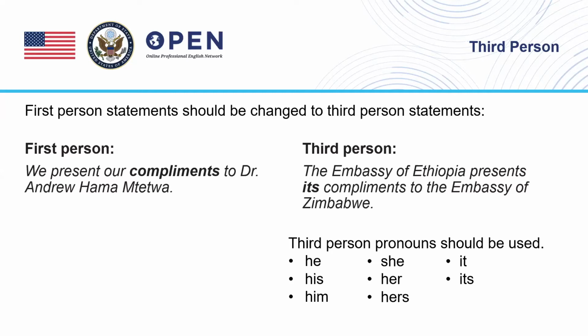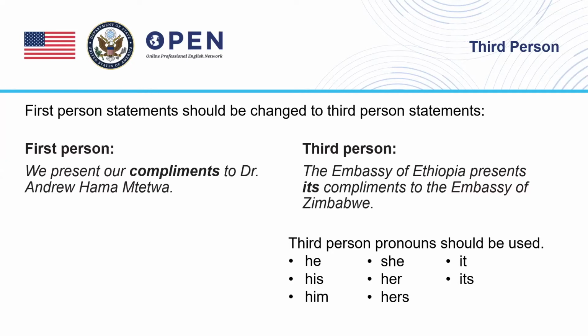However, I would like to show the difference between the first person and third person. In our example of first person, the sentence uses the pronouns we and our and a specific person's name. We present our compliments to Dr. Andrew Hama Matatwa. This sentence is personal in nature.